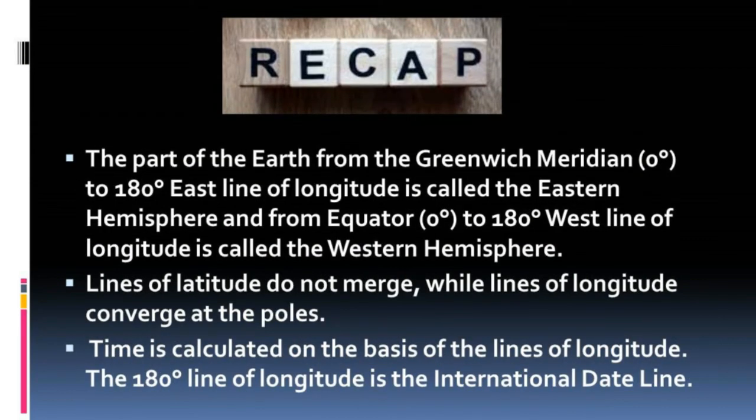The part of the earth from the Greenwich meridian 0 degree to 180 degree east line of longitude is called the eastern hemisphere, and from 0 degree to 180 degree west line of longitude is called the western hemisphere. Lines of latitude do not merge while lines of longitude converge at the poles. Time is calculated on the basis of the lines of longitude. The 180 degree line of longitude is the international date line.